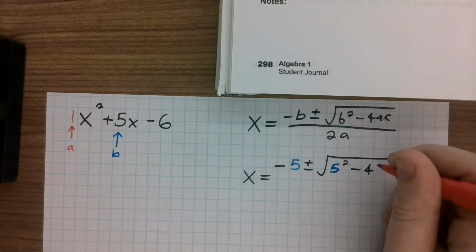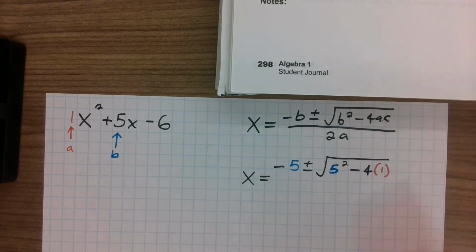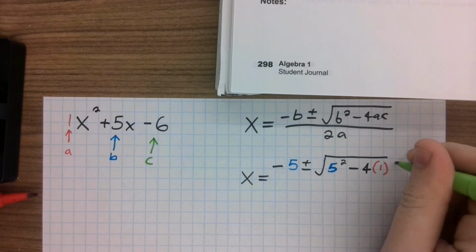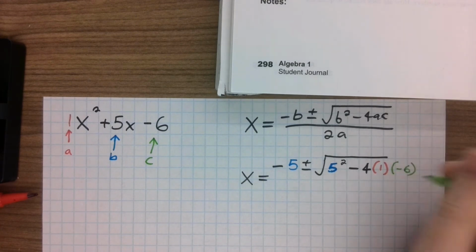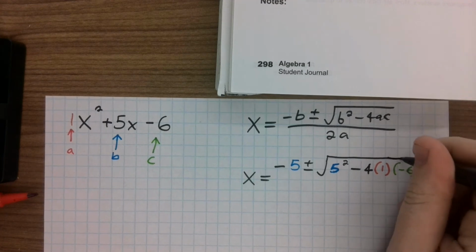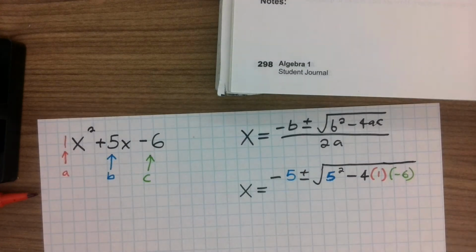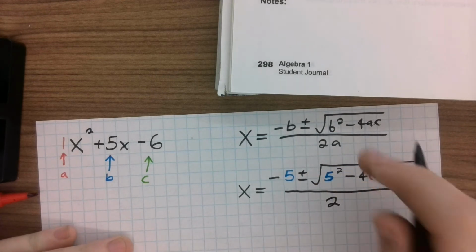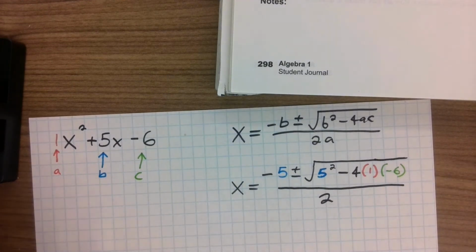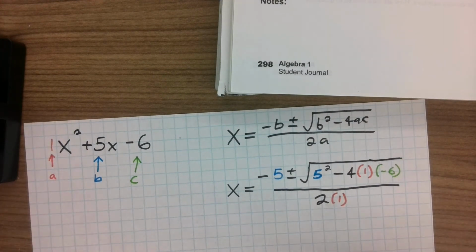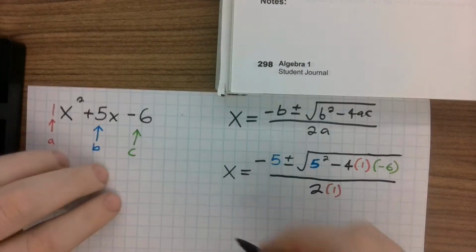So times 4 times 1, and what's our c value? Our c value is -6. Remember the negative signs. They do matter when you're plugging it in. So it's 5 squared minus 4 times -1 times -6 all over 2a. Well, our a value we mentioned is 1. Perfect. Let's start simplifying, y'all.